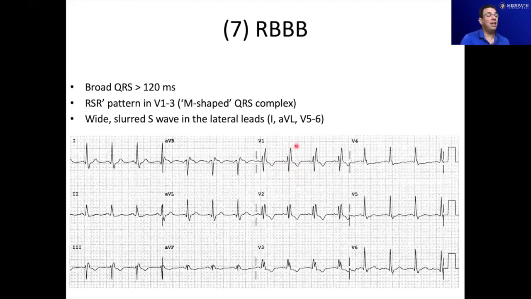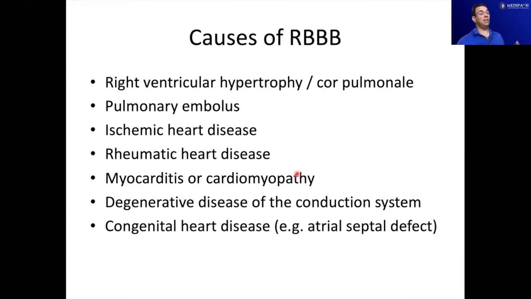And for right, you'll get that RSR prime, or some people call it an M-shaped complex, in V1 and V2. So it has to be greater than 3 small boxes, and we'll create that M-shaped complex. What causes it? If your right heart expands, or if the electrical activity in the right heart is abnormal because of degenerative problems, or inflammation like myocarditis, or enlargement like a cardiomyopathy, or a PE, which will cause stress on the right side of your heart because the blood flow going to the right side gets backed up, those can also cause a right bundle branch block.